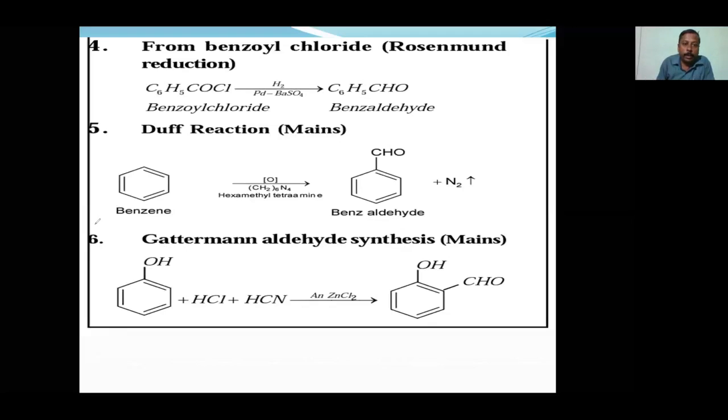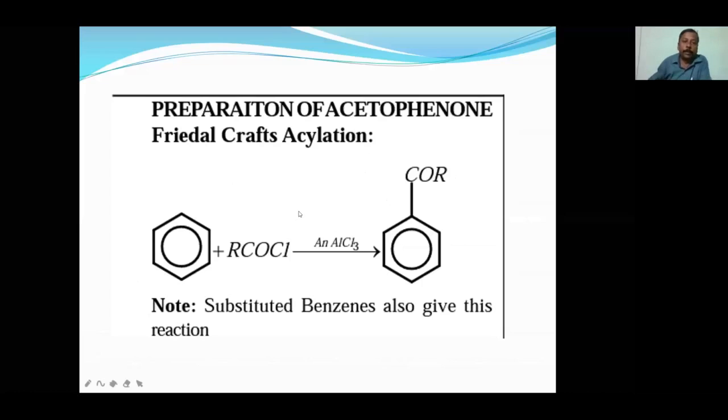Okay, Gattermann aldehyde synthesis. Gattermann aldehyde synthesis will give you the salicylic aldehyde. Okay, now let's see the next one. Next one is preparation of acetophenone. The previous ones were about the acetaldehyde. Now we are going to prepare the acetophenone. Okay, acetophenone, here the alkyl group will be methyl.